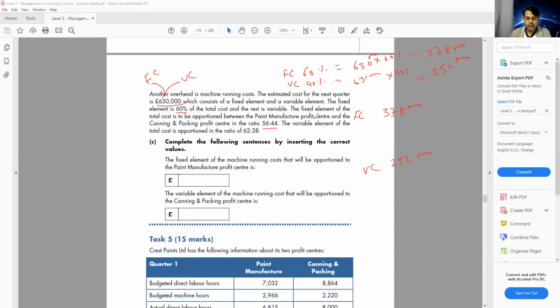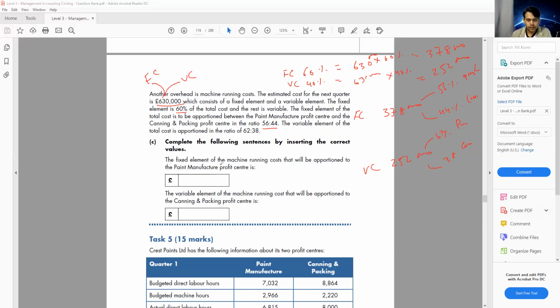Now, the next part: within this fixed cost, they said 56% will go to paint and 44% will go to canning. For the variable, 62% will go to paint and 38% will go to canning. That's all right. Let's see the requirement. What is the requirement? Complete the following sentence, stating the correct values.